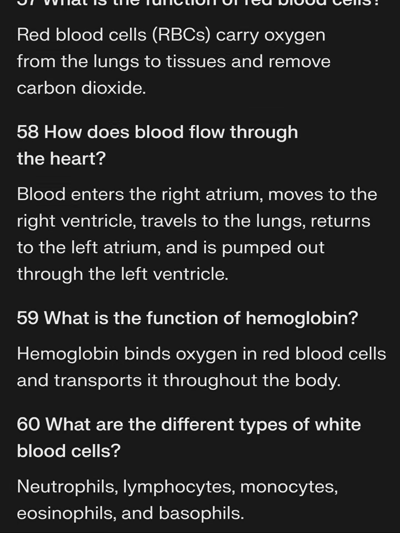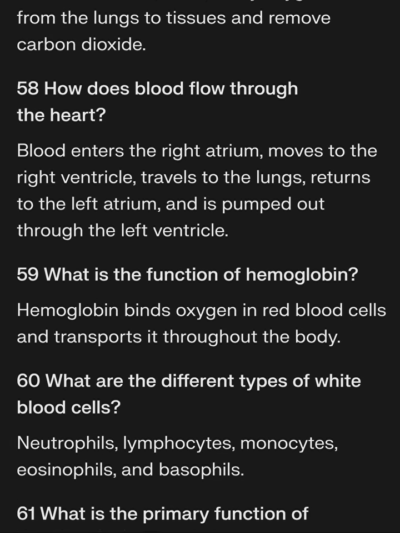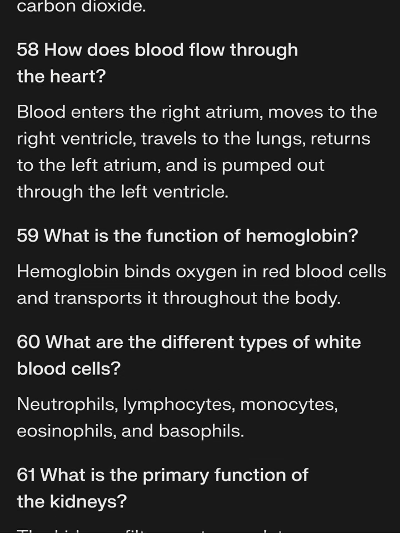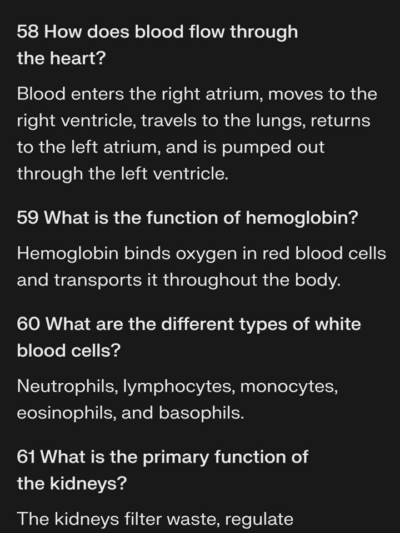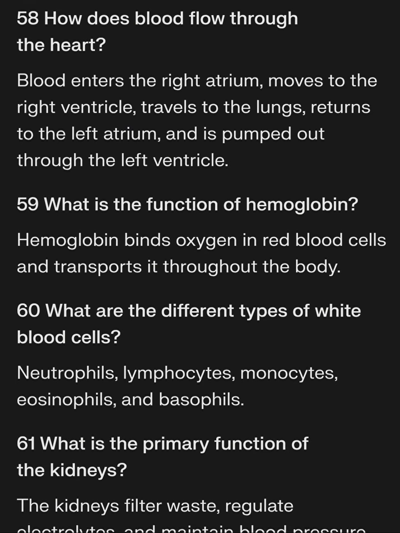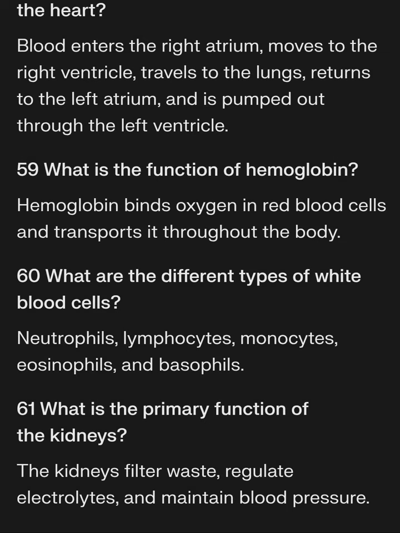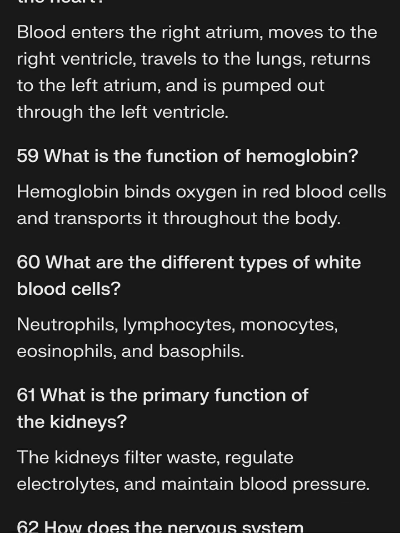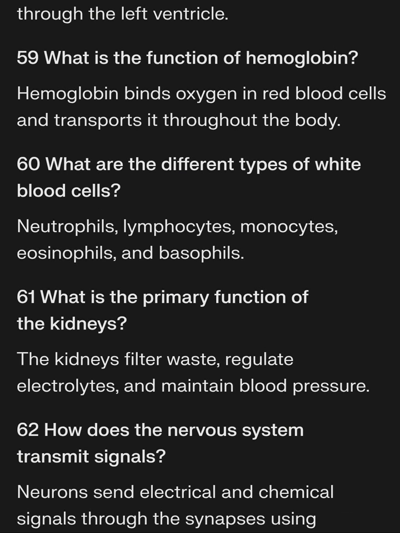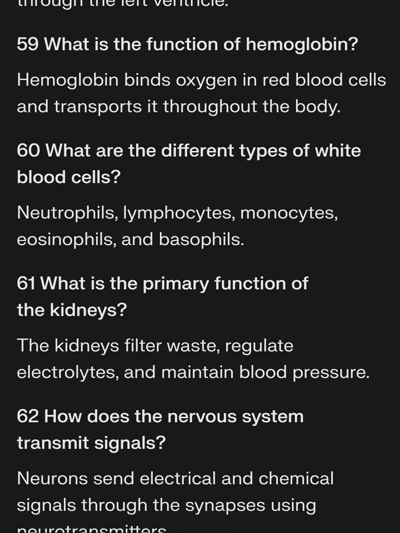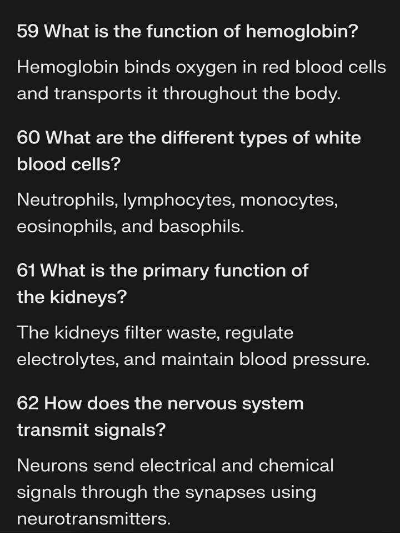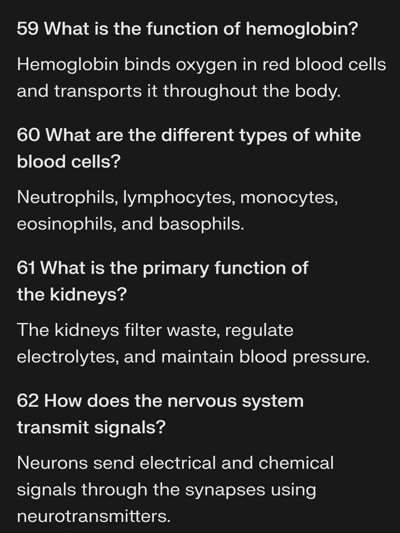58. How does blood flow through the heart? Blood enters the right atrium, moves to the right ventricle, travels to the lungs, returns to the left atrium, and is pumped out through the left ventricle. 59. What is the function of hemoglobin? Hemoglobin binds oxygen in red blood cells and transports it throughout the body. 60. What are the different types of white blood cells? Neutrophils, lymphocytes, monocytes, eosinophils, and basophils.